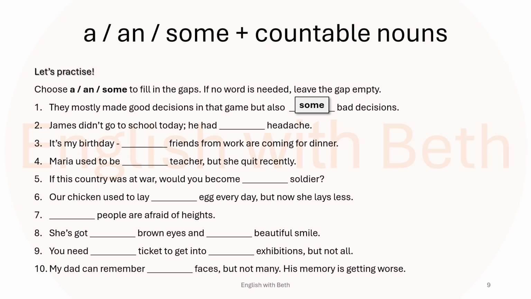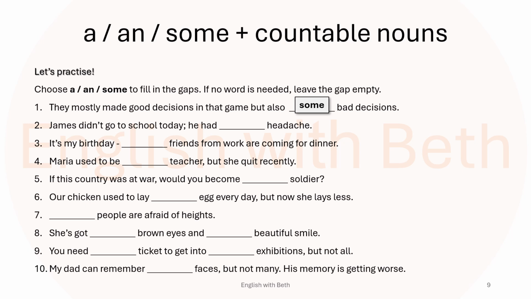Number 1. They mostly made good decisions in that game, but also some bad decisions. Here we use some with bad decisions because the word some is being used to separate the bad decisions from a larger group of decisions. A few decisions were bad, but not all.